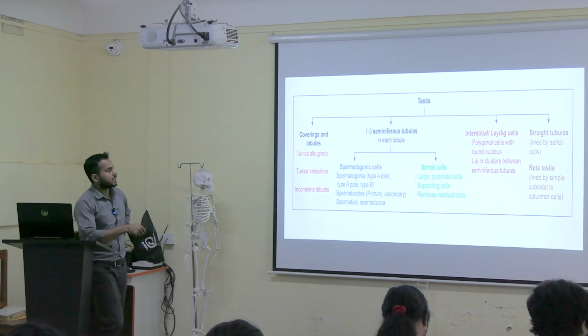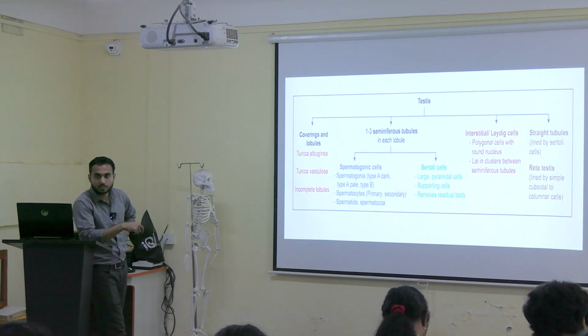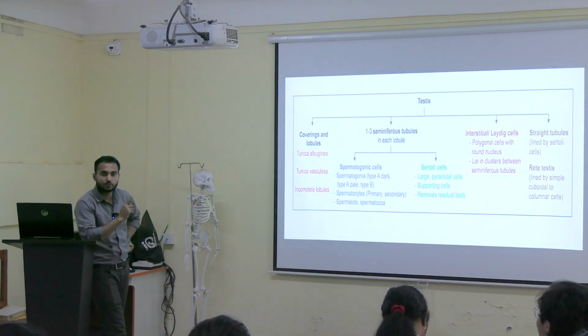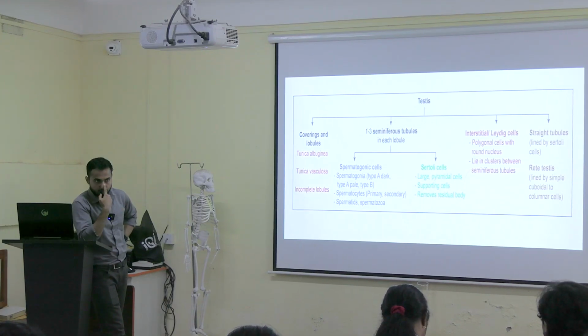So first of all, what are the functions of these Sertoli cells? Supporting cells. Along with that, they remove the residual body. Along with that, another important function is there. What is that important function? They form the blood testis barrier. Now, can anyone tell me what is the significance of that blood testis barrier?